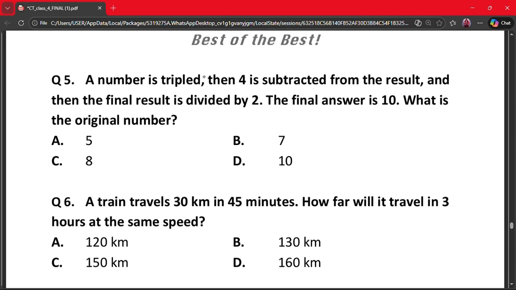The next question is question number 5. A number is tripled, then 4 is subtracted from the result, and then the final result is divided by 2. The final answer is 10. What is the original number? A 5, B 7, C 8 and D 10. So here we have to work backward. 10 into 2, that is 20. 20 plus 4, that is 24, and 24 divided by 3, that is 8. So our correct answer is 8, that is option C.